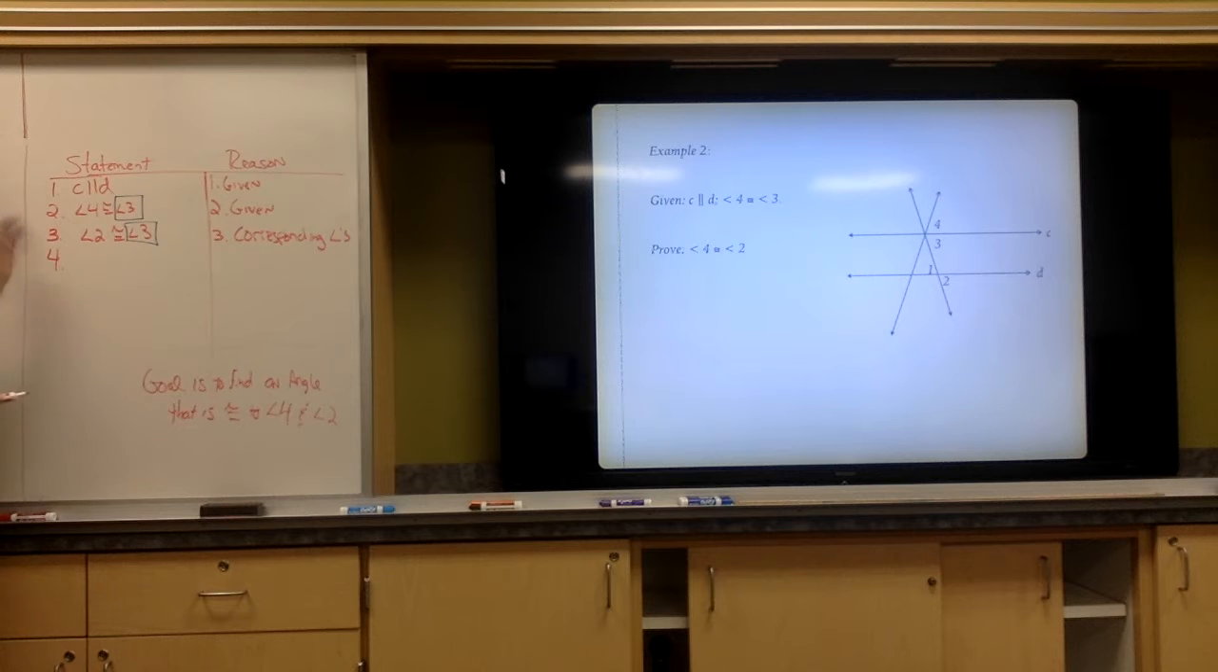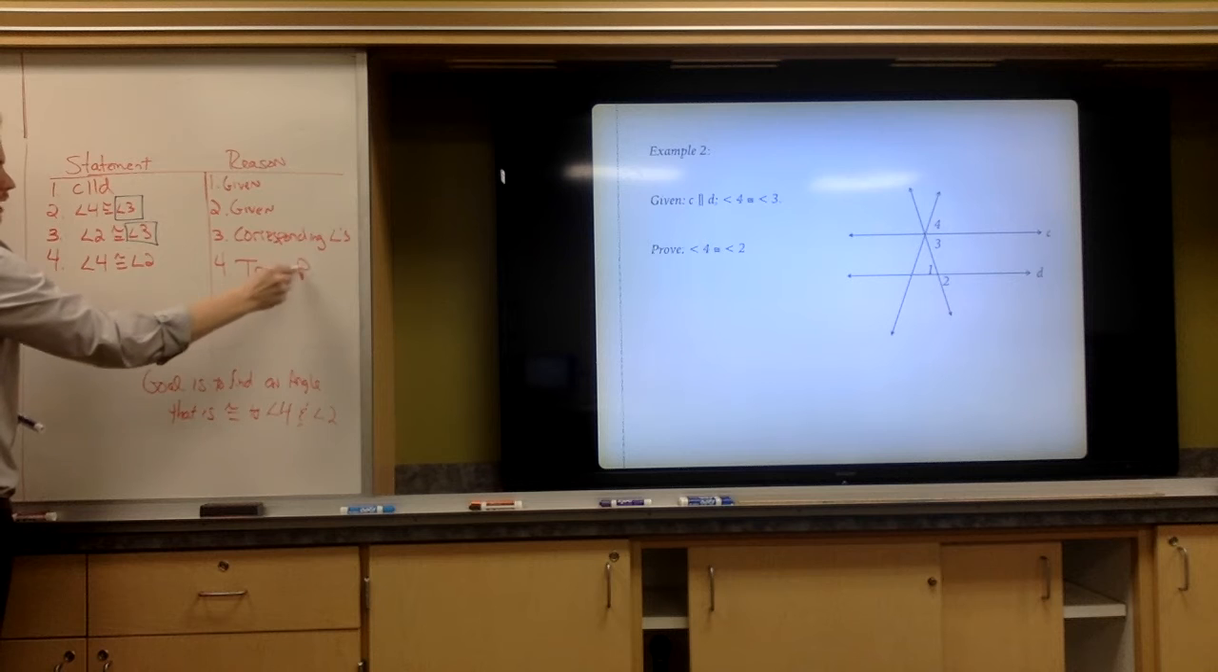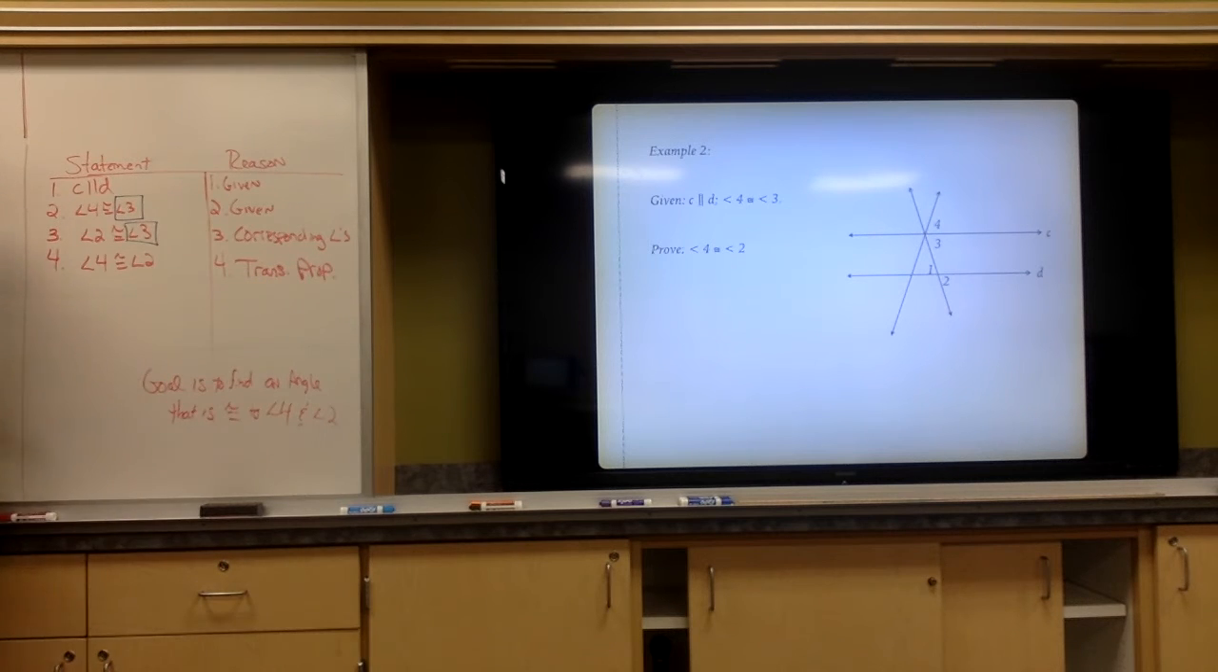So at any time, because proofs can be tricky, because a lot of times you don't have numbers involved with proofs, you could, and we'll see that in a bit, just plug some numbers in to make that connection. That could help. So therefore, angle 4 is congruent to angle 2, and that's because of the transitive property. I'm just going to abbreviate for that one.